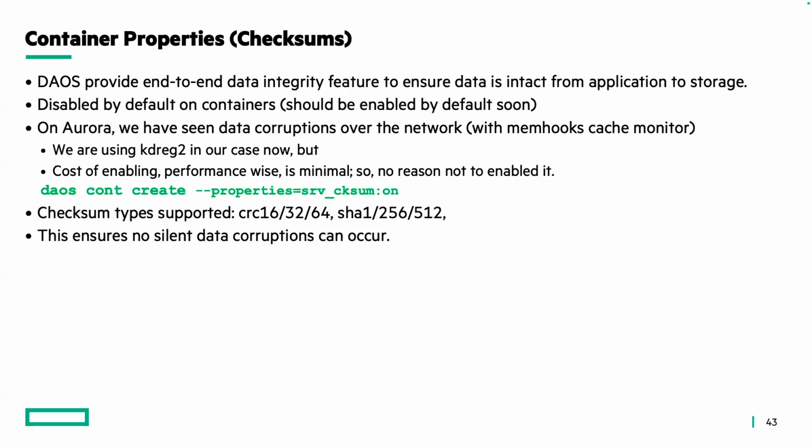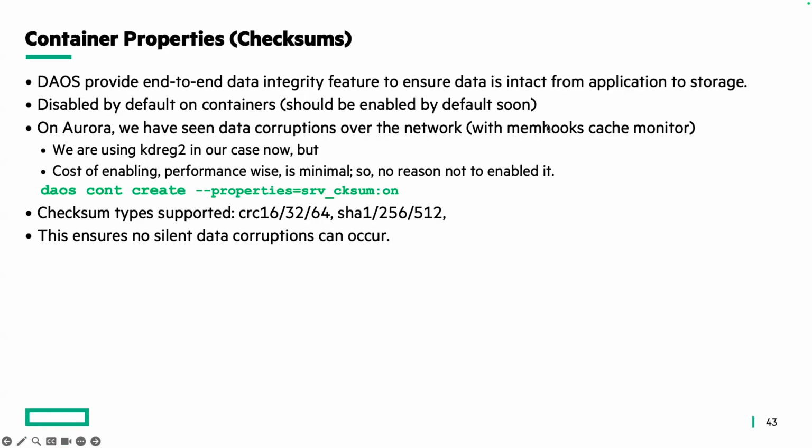Checksums. DAOS provides this feature to have end-to-end data integrity from the moment you give a buffer to DAOS to the moment it gets stored on the storage, and also on the way back when you read the data from storage back into your buffer. Unfortunately, it was not a conscious decision. It was disabled by default, but it should be enabled. The reason it is very important to enable this on Aurora is that we actually do see some data corruption happen over the network.